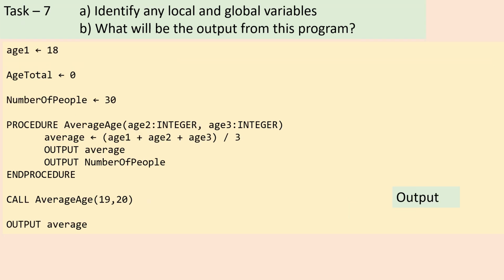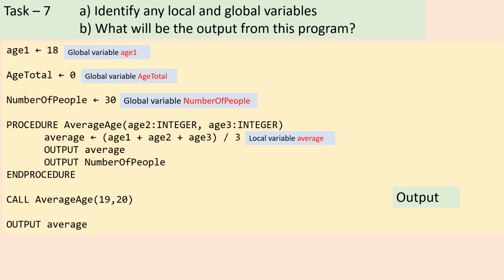Okay, let's have a go at task 7. Same again. Pause the video. Once you finish, press play, and we'll see what the answers are. So local and global variables. Age 1, age total, number of people, these are all global variables. Then we've got our subprogram. Inside our subprogram, we've got this variable average that we are declaring or creating inside the subprogram. So that's going to be a local variable.